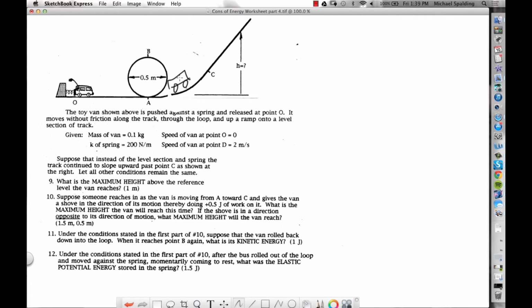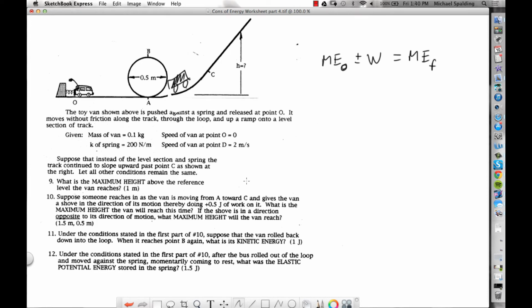Okay. Somebody reaches in and pushes this van, right? Is that a force other than gravity or spring? Yes. So mechanical initial plus or minus the work of somebody pushing is going to equal mechanical energy final, like that. So mechanical initial plus or minus the work done equals mechanical final.